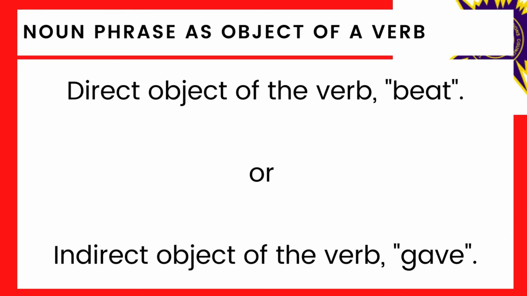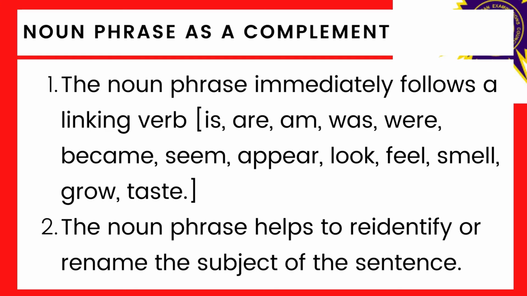We move on to the next: noun phrase functioning as a complement of a verb or a verb phrase. Whenever we say that a noun phrase functions as a complement of a verb or a verb phrase, what we mean is simply that the noun phrase immediately follows a linking verb. Examples of linking verbs are is, are, am, was, were. Actually, all the forms of the to be verb. Besides that, we can have verbs such as became, seem, appear, look, feel, smell, grow, taste as other examples of linking verbs.